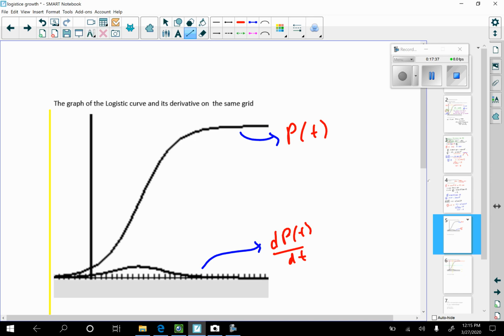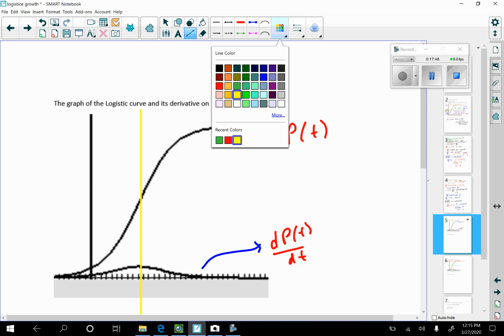Let's see, what color am I in? Pretty perfect color. This thing does have a maximum, and guess what happens at that maximum? Well, we already know that.